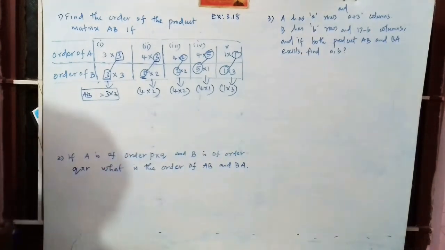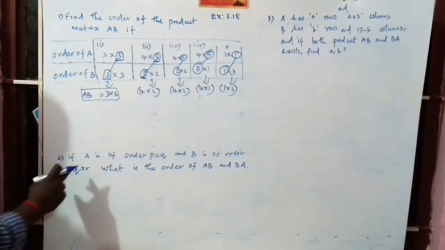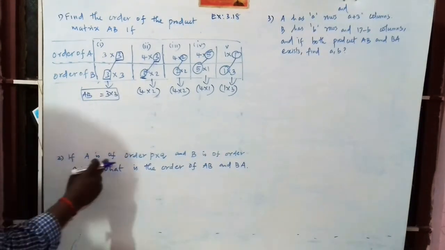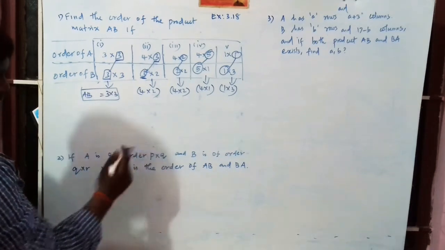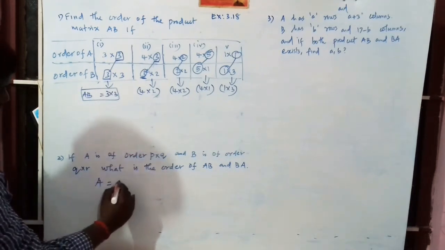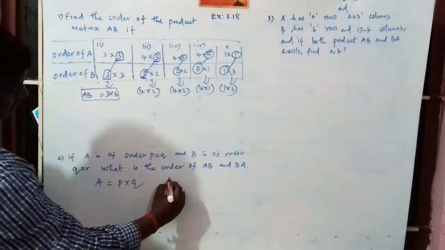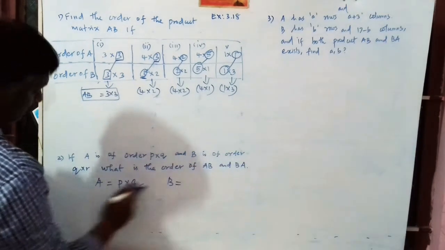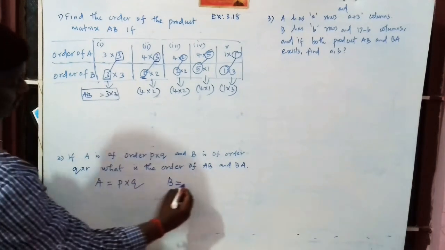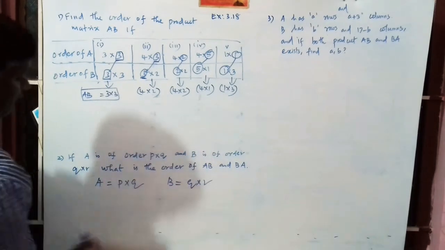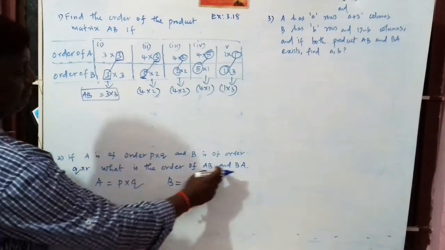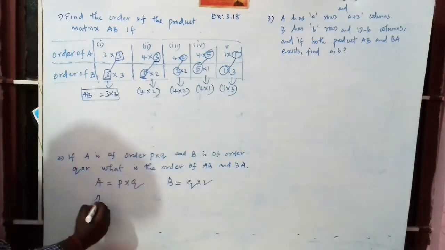Okay, the first sum is over. Next, the second question. If A is of order P by Q and B is of order Q by R, what is the order of AB and BA?